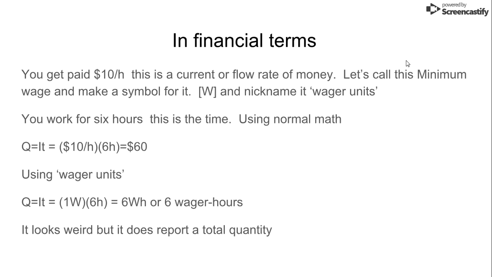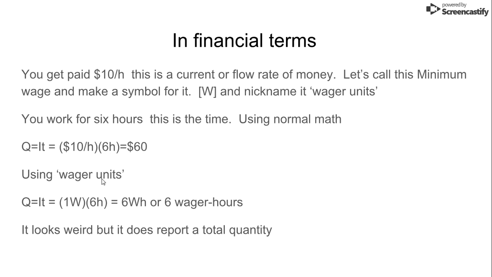Let's look at it in terms of finance. You get paid $10 an hour. This is a current or flow rate of money. Let's call this minimum wage and make a symbol for it, big W. And we'll call it wager units. You work for 6 hours. This is the time. Using normal math, quantity is the rate times time. So you would take $10 an hour times 6 hours and get $60 total.